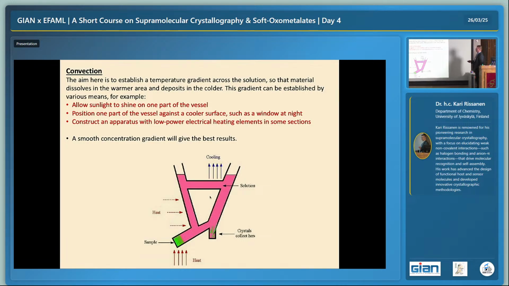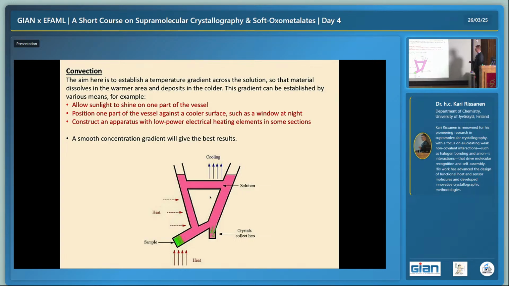And now convection. So this is a tool. You need this kind of instrument. And the idea is this is available. It's a class, this kind of a reversed A. And the point in there is that this is also a cooling method.